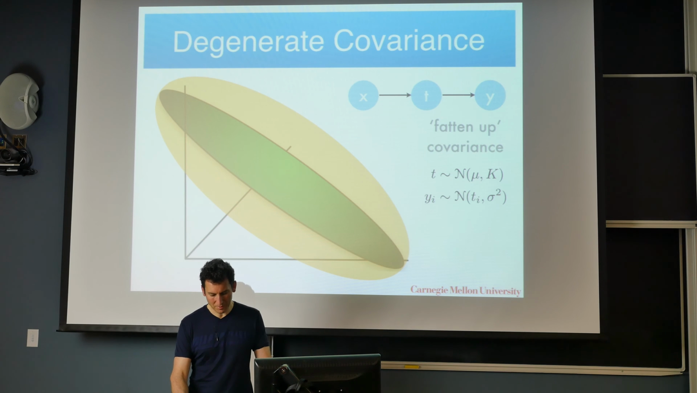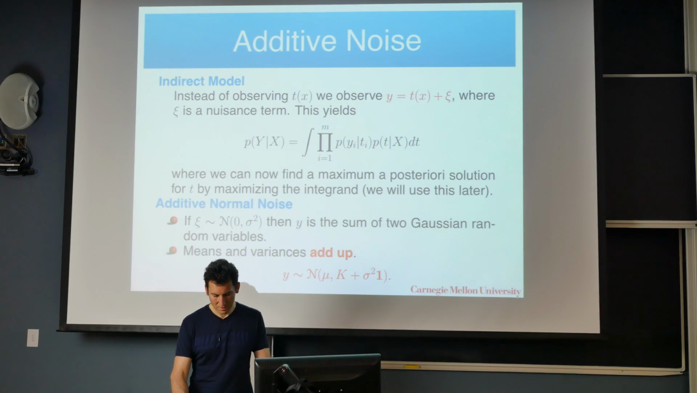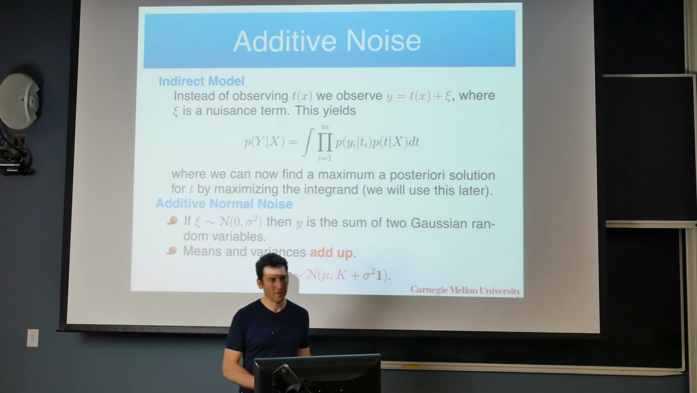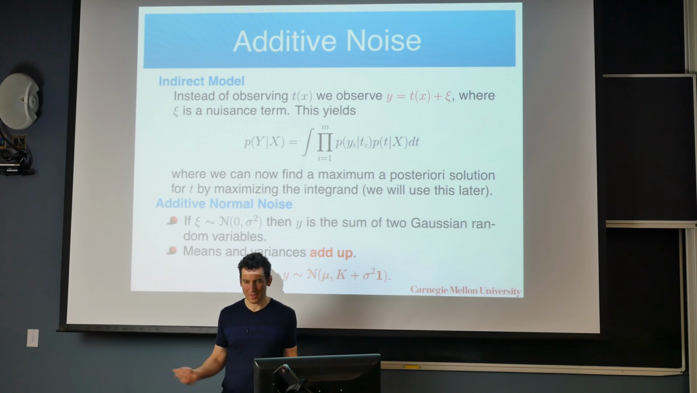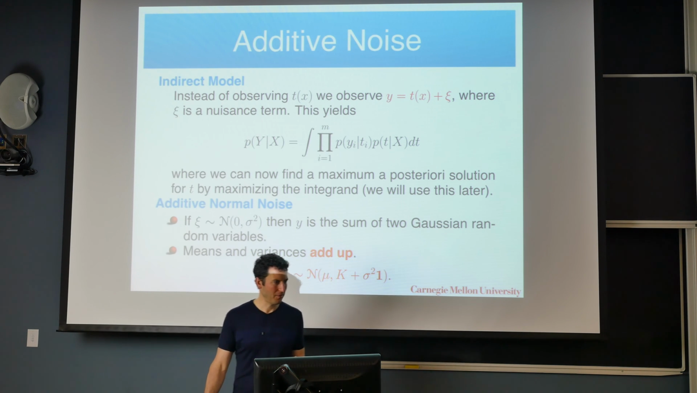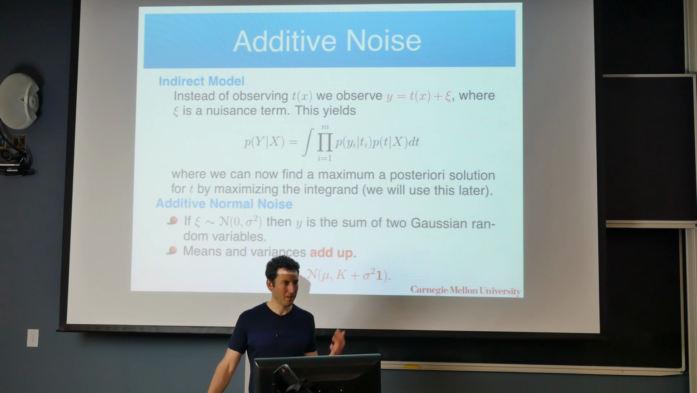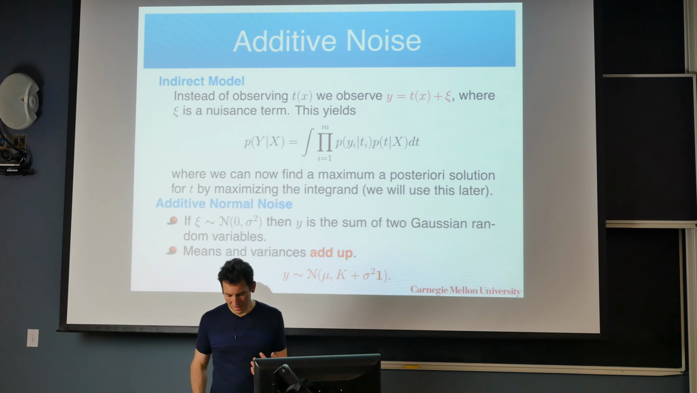I'm doing this in a very simple way. I'm just using additive noise. So now what happens if I add two Gaussians? Well, if I add two Gaussians, I get another Gaussian, right? The same thing happens here. If I have the t's drawn from a Gaussian process, and then I have the y's drawn from the t's by adding additive noise, I get another Gaussian process. And the key thing is that here, rather than having just covariance k, I get covariance k plus sigma squared identity.